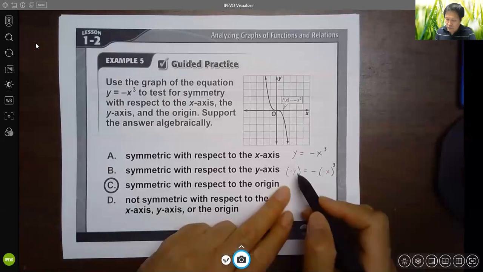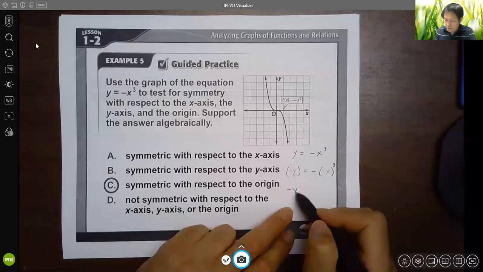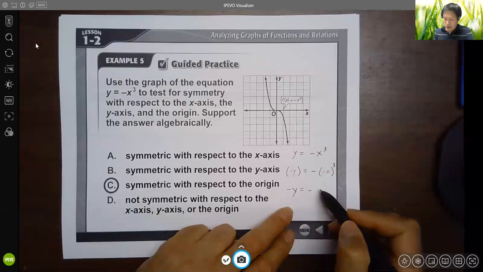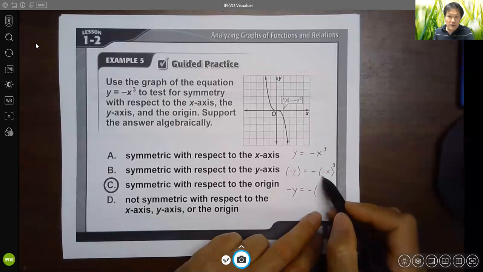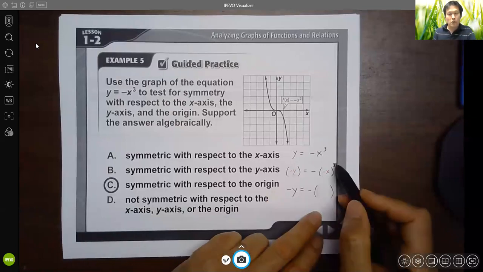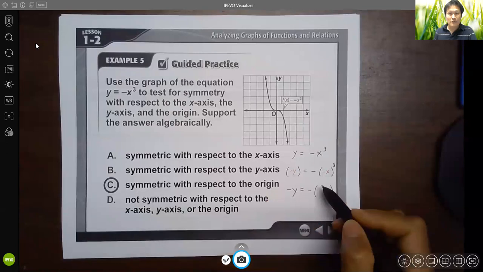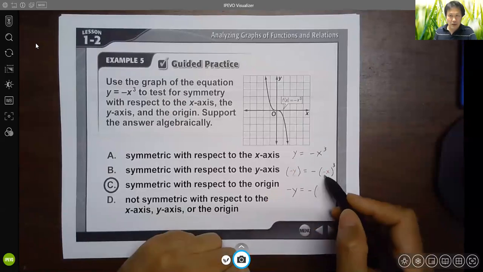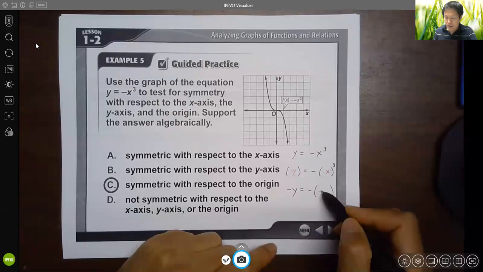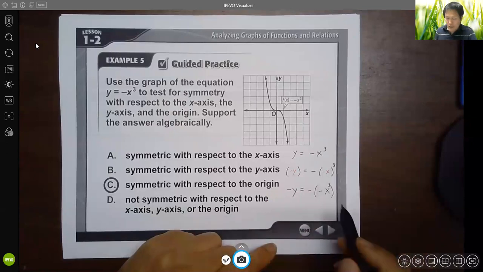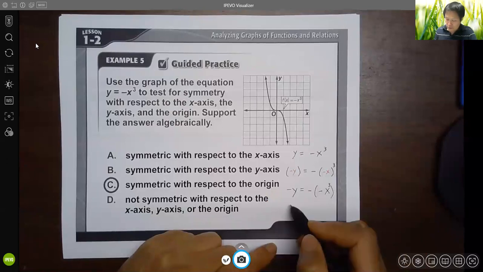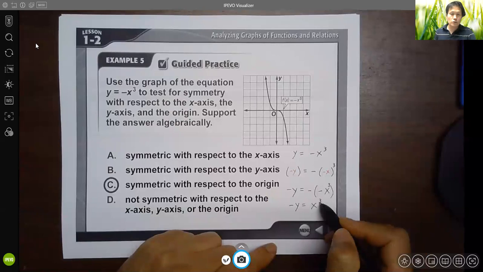So minus y is minus y, equal to minus, parenthesis, cubed, which means you multiply that by itself 3 times. So minus times minus times minus, 3 times, will be minus. x cubed is x cubed. Now I have minus times minus, which is positive. So minus y equal to positive x cubed.